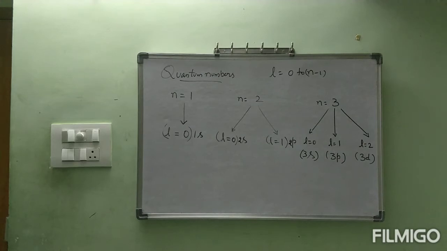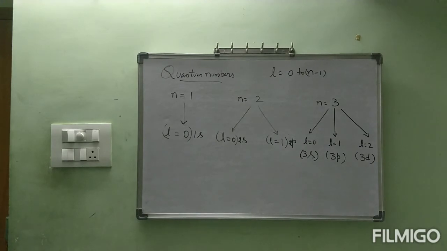First orbit has only one subshell, that is 1s. Its L value is equal to 0. Next, N is equal to 2 has 2 subshells. Those are 2s, 2p. Those L values are L is equal to 0, L is equal to 1. Next, N is equal to 3 has 3 subshells. Those L values are L is equal to 0, L is equal to 1, L is equal to 2. 3S, 3P, 3D.